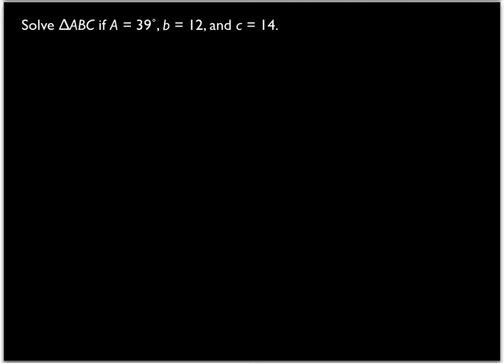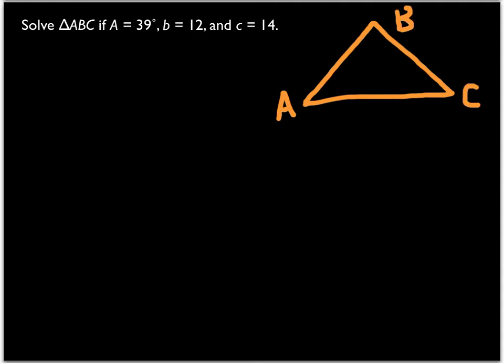So this is solve triangle ABC if angle A is 39 degrees, side B is 12, and side C is 14. So I'm going to try to draw this out a little bit, best I can. So we have triangle ABC like this, and angle A is going to be the 39, so it's going to be right here. Side B is 12, side C is 14. So clearly you can see we have this side angle side situation. And if I want to solve it, I need to find missing sides and missing angles. So first of all, I'm going to try to find side A.